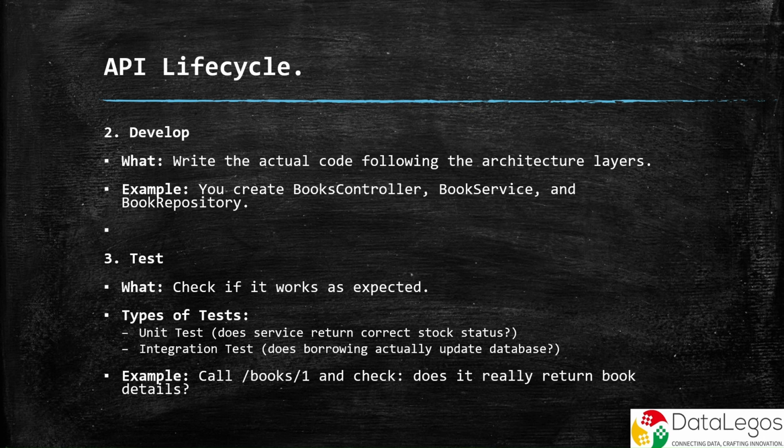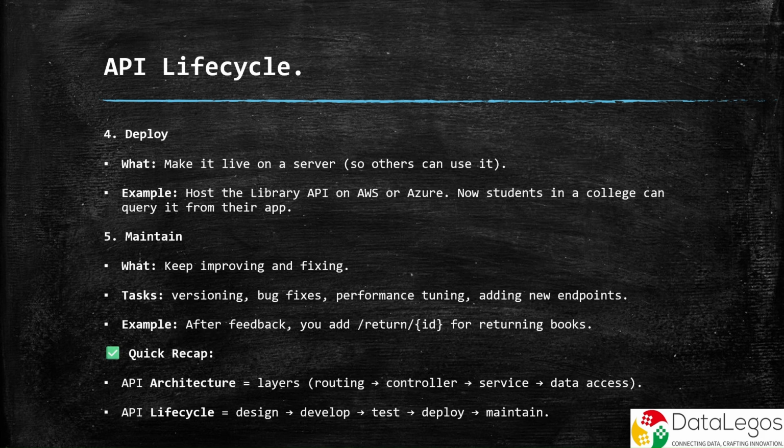Test, make sure it works, with unit and integration tests. Deploy, host it on a server, like AWS, so others can use it. Maintain, keep fixing, updating, and improving after feedback. Skipping a stage is like opening a restaurant without a menu, it won't work well.